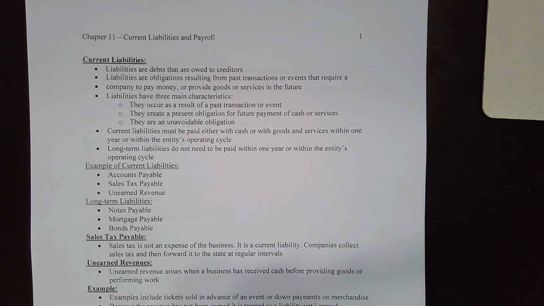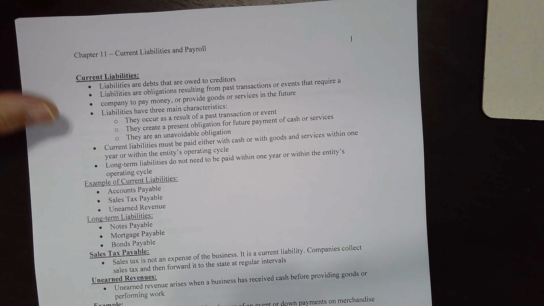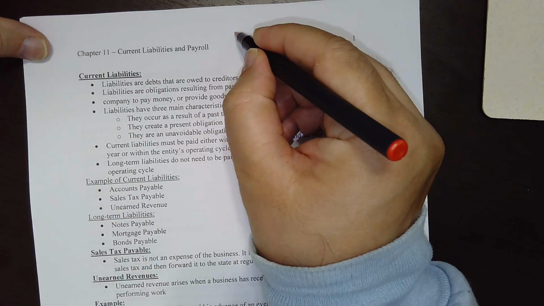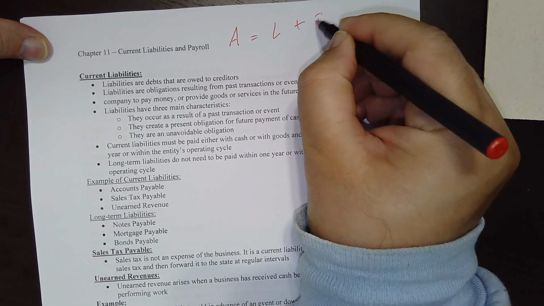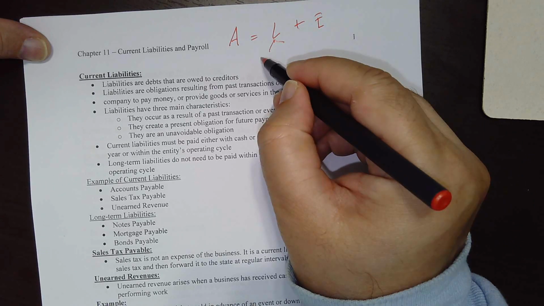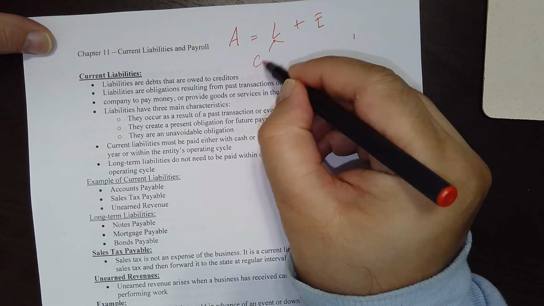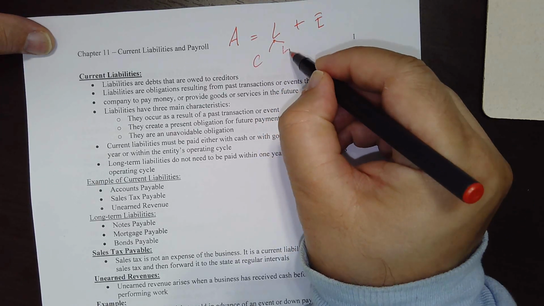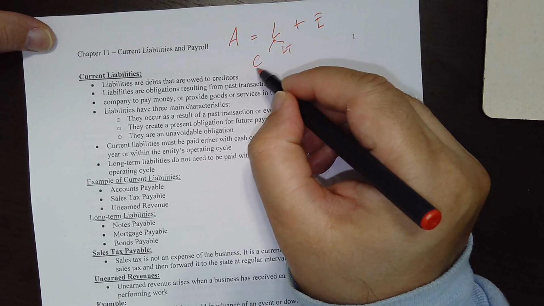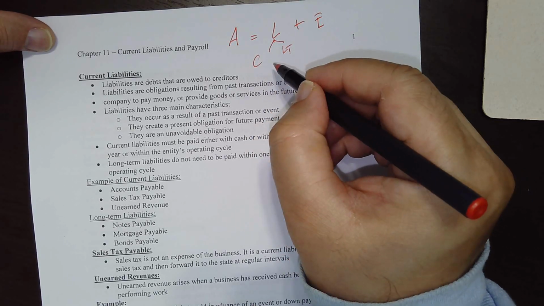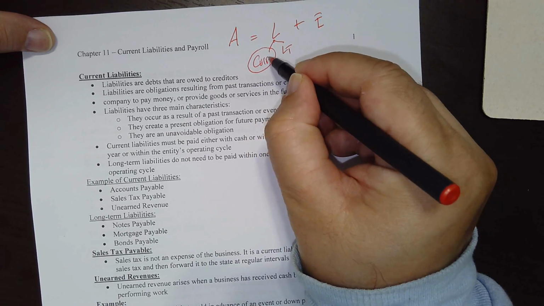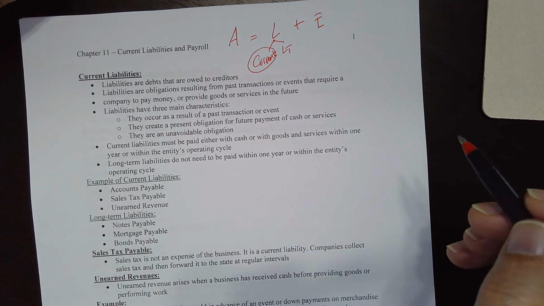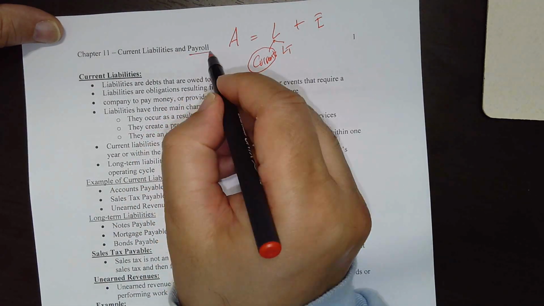Hello, scholars. Today we are going to talk about Chapter 11, Current Liabilities and Payroll. If you remember your balance sheet equation, assets equal liabilities plus equity. Under liabilities, we have short-term or current liabilities, and we also have long-term liabilities. In this chapter, we are going to study only the current liabilities as well as payroll.